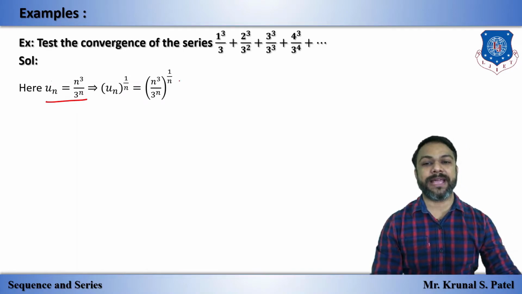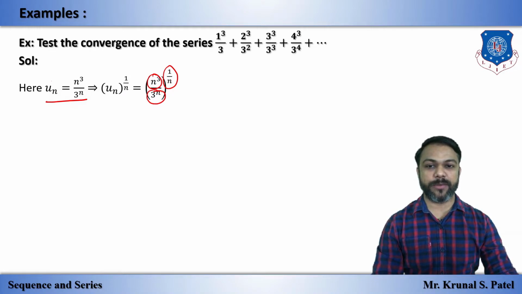We will apply 1 by n, so this whole raised to 1 by n. So this 1 by n goes to the numerator as well as the denominator. If we apply it on the denominator, the n cancels out. So we have in the denominator n, and here n cube raised to 1 by n, that means n raised to 3 by n.